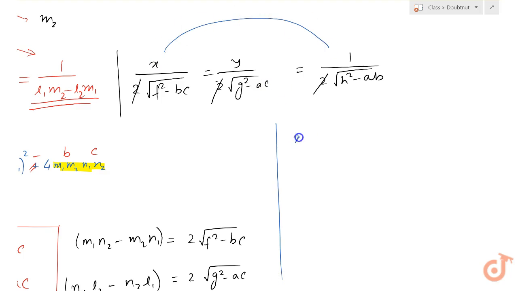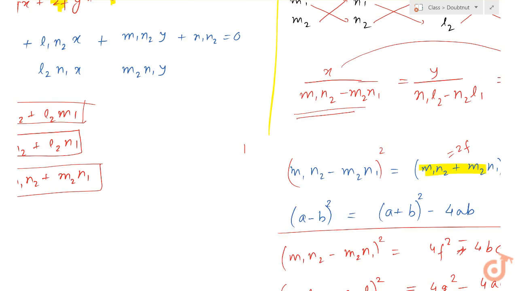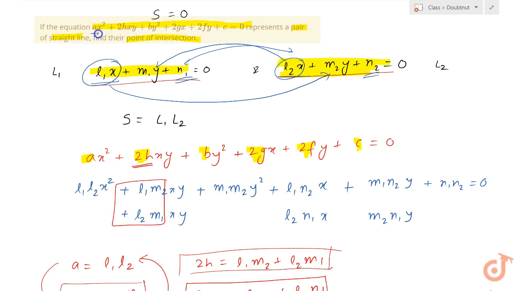Compare these two, then x is equal to under root of f square minus bc upon h square minus ab, and compare these two, then y is equal to under root of g square minus ac upon h square minus ab. So this is the point of intersection of the pair of straight lines given by this general equation ax square plus 2hxy plus by square plus 2gx plus 2fy plus c equal to 0.